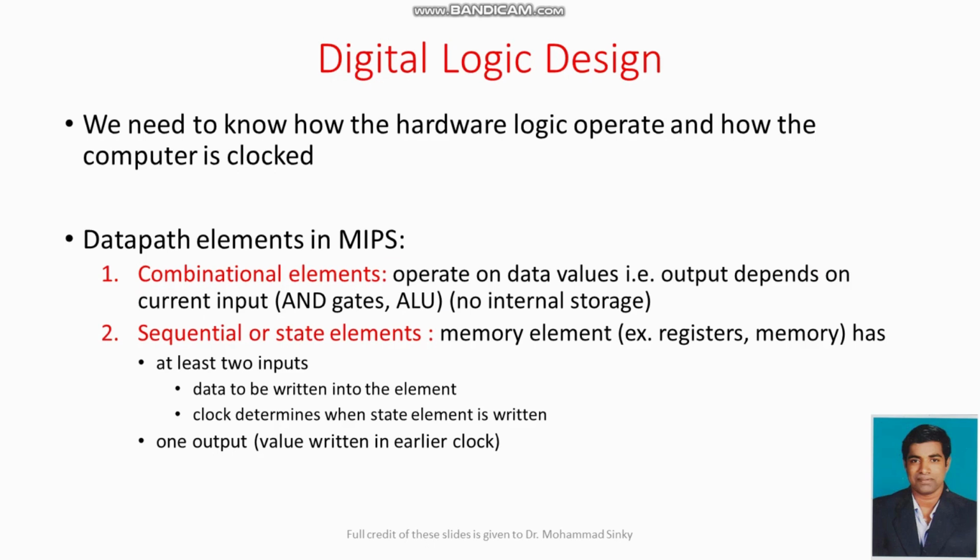Here, combinational elements operate on data values. Output depends on the current input, for example AND gates and ALU, with no internal storage. When we are giving some memory element, then they are sequential or state elements. Here we are using registers and memory. They have at least two inputs, the data to be written to the data element, and the clock, which determines when the state element is written, and an output, which is the value written in an earlier clock.